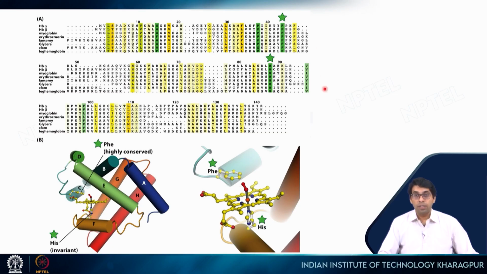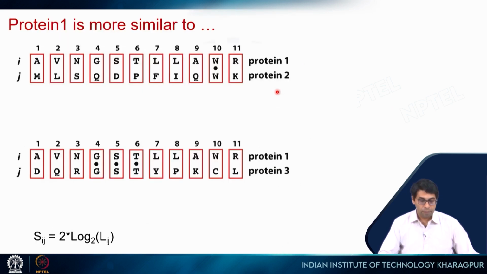The remaining amino acids you can change, but again that change cannot be random. Okay. So, there are certain characteristics that have to be preserved at certain positions. So, let us look in more detail at how we can compare 2 sequences.